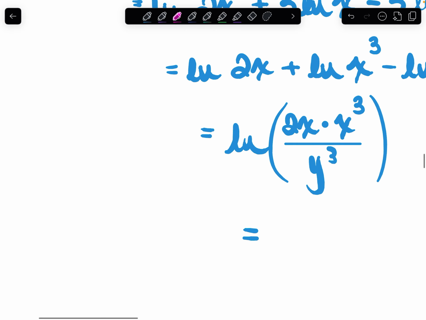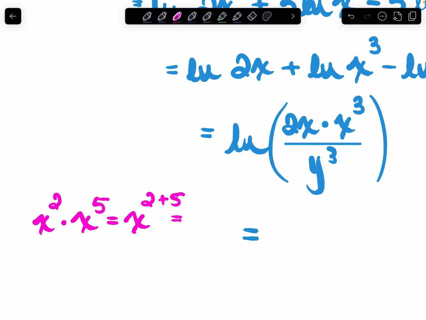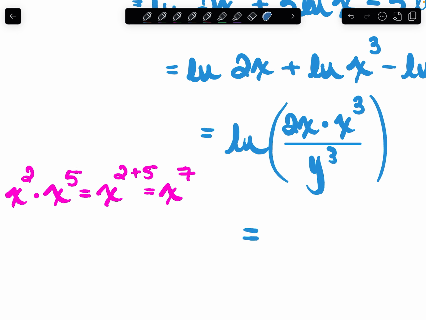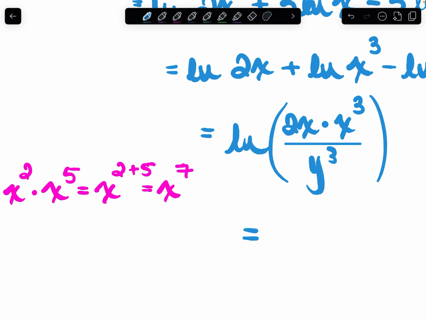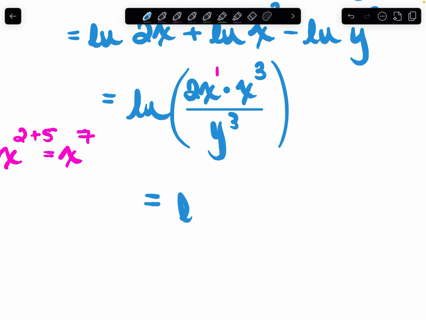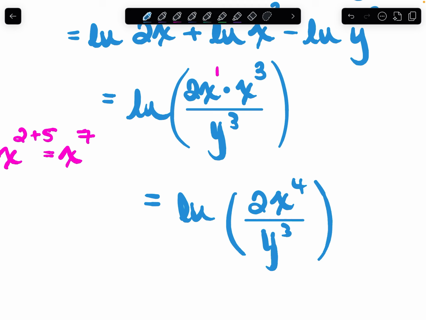So the exponent property we need here is, let's say we have x to the 2 times x to the 5. That is x to the 2 plus 5, which is x to the 7. So that is the property we need to use to get this condensed correctly. So what we're combining is these two in the top being multiplied. So we're going to get ln of 2x to the 1 plus 3, which is 4, over y cubed.